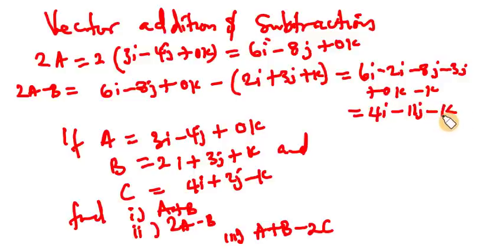So this is how to add and subtract vectors. Of course, let's check if this is correct again. This is 0k minus k, so this is minus 1. It's minus 1 here, so that's why I can write this as minus 1k. So this is 2a minus b.